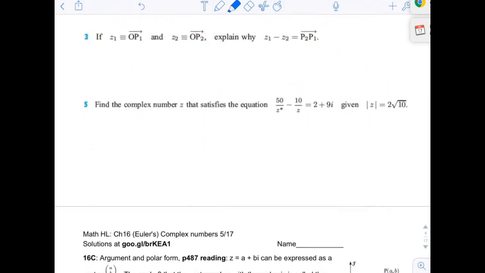Number 3, if z1 is defined to be the vector op1, and z2 is defined to be the vector op2, explain why z1 minus z2 is equal to the vector p2p1. So let's start with the left side, z1 minus z2. And we'll substitute in vector op1 minus vector op2. Now, minus op2 reverses its direction, so that's equal to plus p2o.